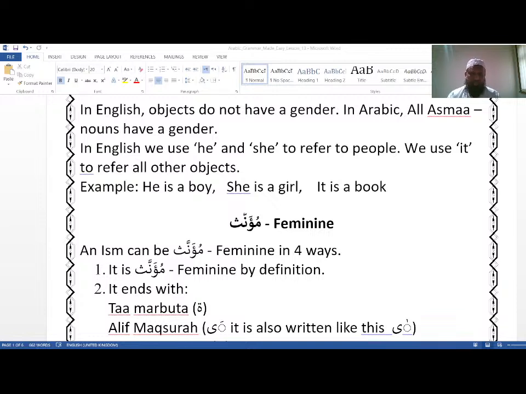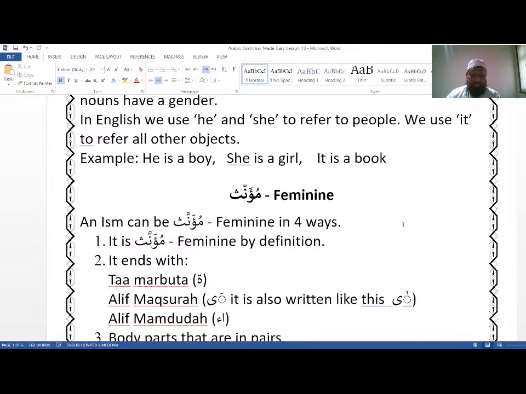Number 2, it ends with ta marbuta, the round ta, and alif or alif maksura. If on the last letter of an ism is fatha, then there will be ya. That's called alif maksura. It is also written like this. So we'll have a little alif on the last letter and then ya. So both of these are called alif maksura.